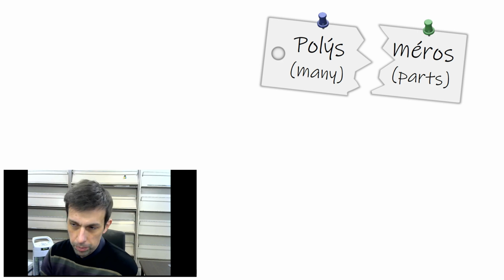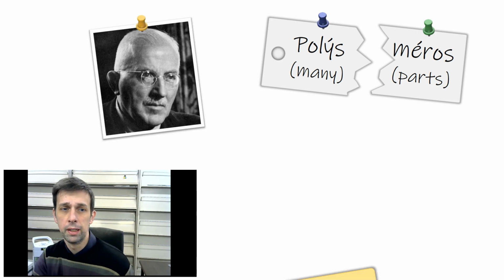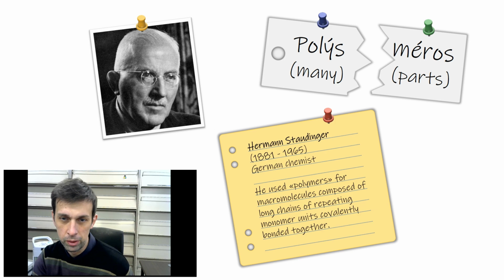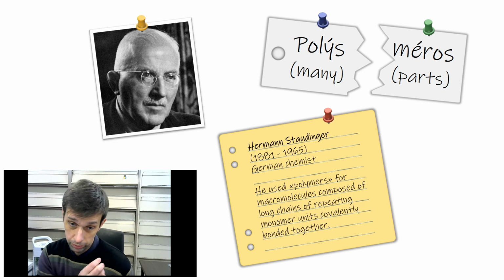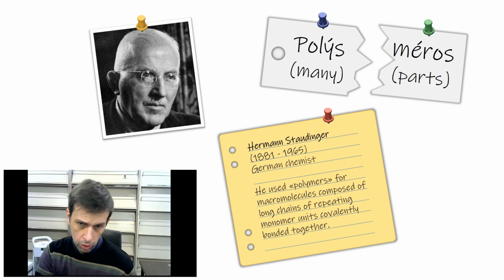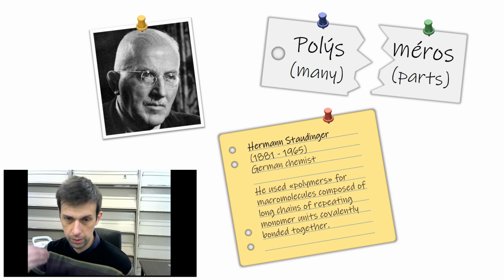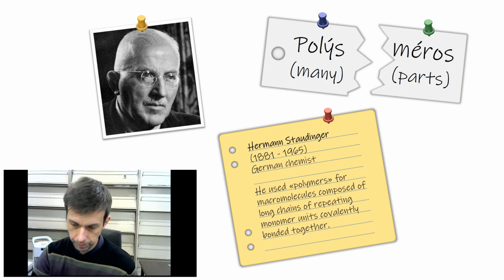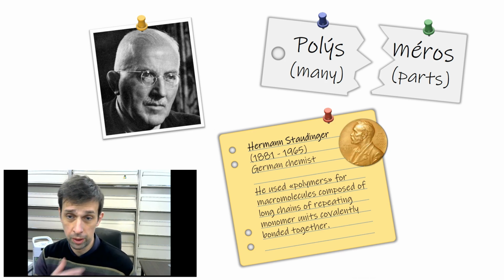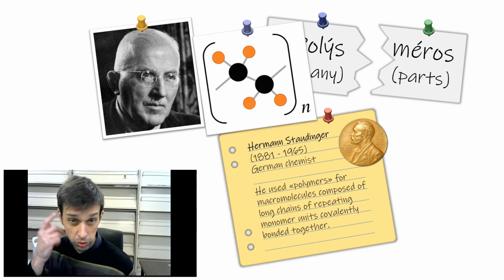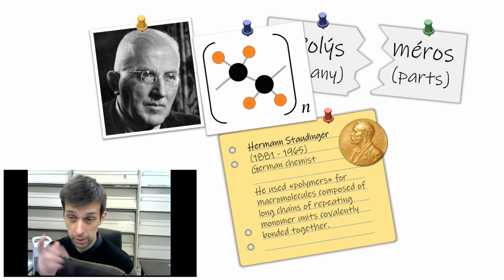The modern definition of polymer was created by this other guy, Hermann Staudinger, a German chemist, and he used polymer for macromolecules that are composed of long chains of repeating monomers, which are covalently bonded together. He won the Nobel Prize for this, and the most common example of polymer is probably polyethylene.